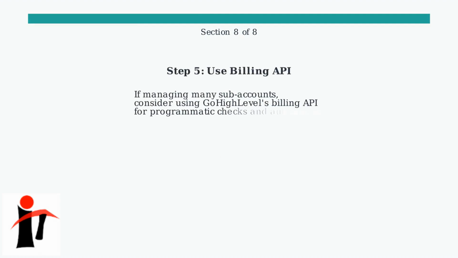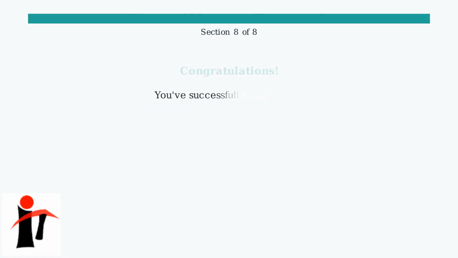For agencies managing multiple subaccounts, consider using GoHighLevel's billing API for programmatic checks. This allows automated monitoring of billing status and can alert you to potential issues. Congratulations! You've successfully reactivated your GoHighLevel subaccount and implemented best practices to keep it running smoothly.